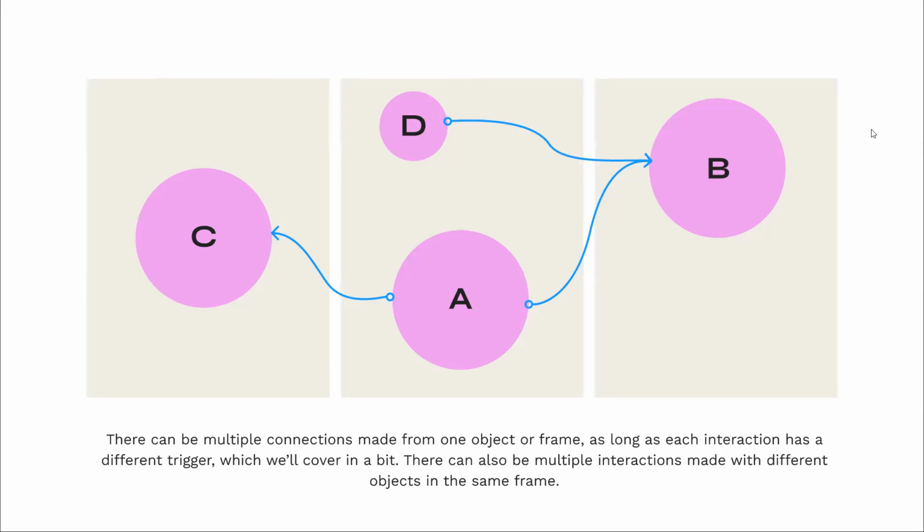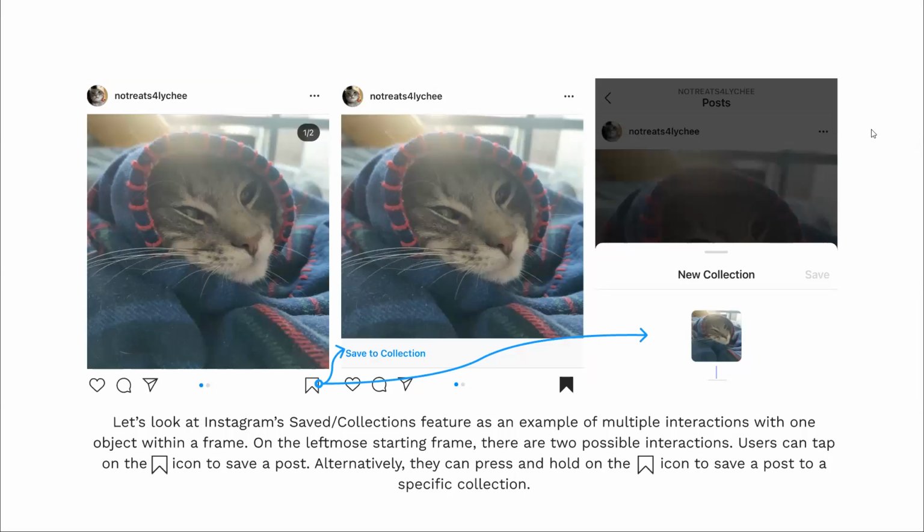All right, so there can be multiple connections made from one object or frame, as long as each interaction has a different trigger, which we'll cover in a bit. And there can also be multiple interactions made with different objects in the same frame. So if we look at the Instagram saved collections feature as an example of multiple interactions with one object within a frame, so there's two possible interactions. Users can either tap on the save icon to save a post, or alternatively, they can press and hold onto the save icon to save a post to a specific collection. So we interacted with the same icon, but by using different actions, we resulted in different pages.